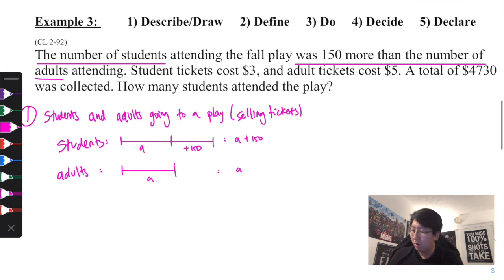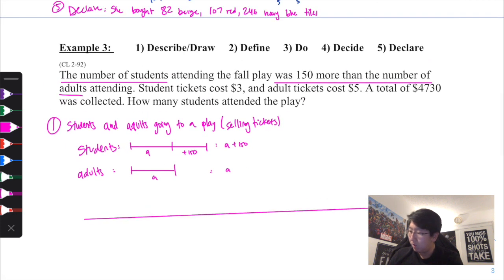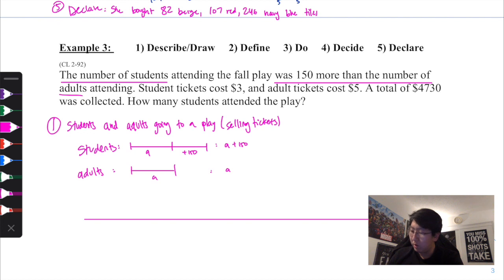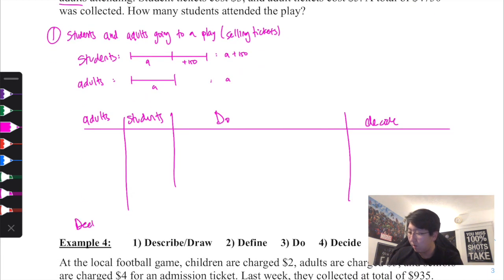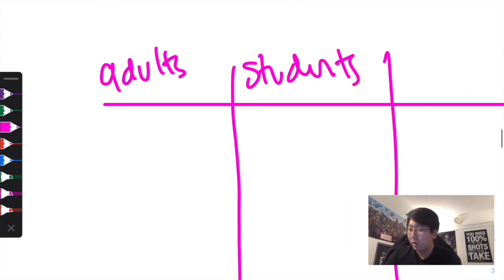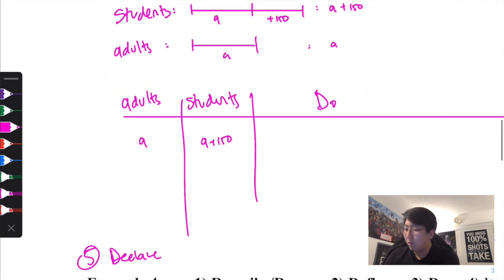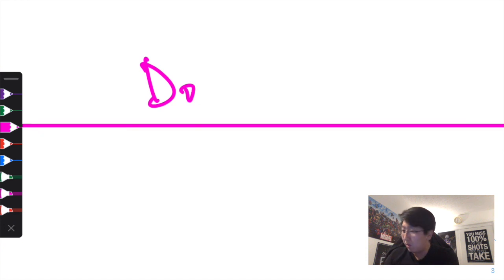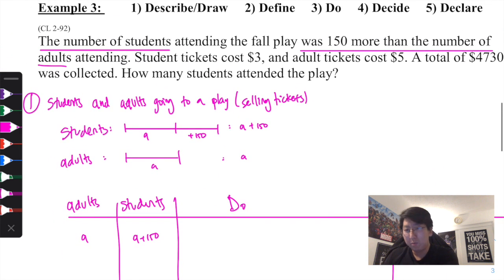So let's go ahead and draw a table. Let's draw a long line. We need 2 lines for adults and students. The last portion is declare, at the bottom. Okay. So let's go ahead and define this. Adults is A, students is A plus 150. Alright. What are we going to do with these two? Well, we're going to add them together, right?